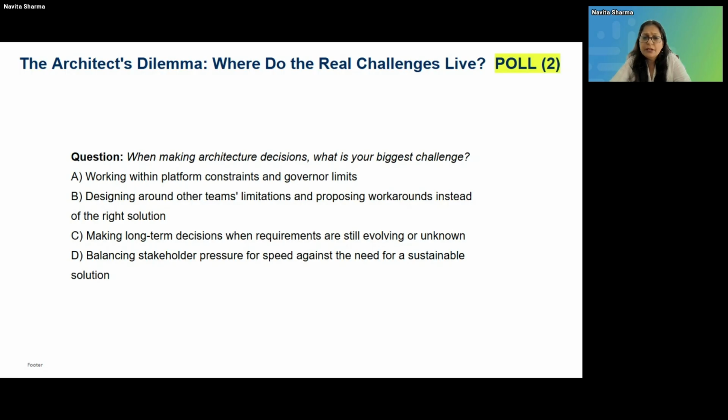Do you want to give some examples also? I know you're talking about C, making long-term decisions when requirements are unclear. So this looks pretty common. Believe me, all of these are common. All of this we face. I have faced all of it in my interactions with clients. So I know this exists.